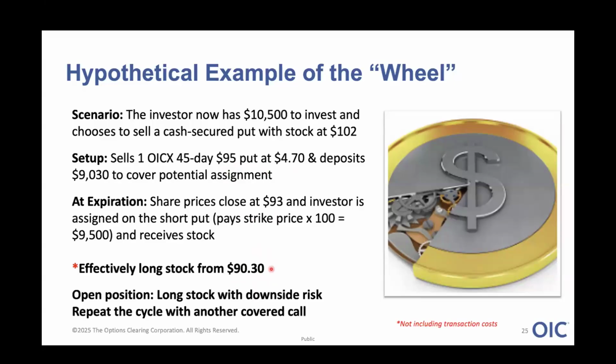So, once again, I know that sounds very simple, but things do go wrong. You could get assigned at 95 in this case, and the stock could go to 90 or 85 or lower. That's the risk in this. In any covered call or a cash secured put situation, the risk lies in the long stock position. So this only works on stocks that you don't mind owning in the first place.